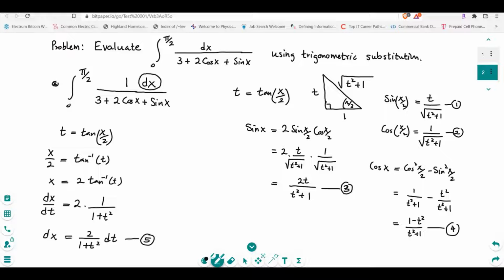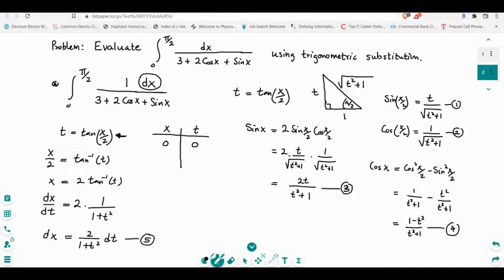And also look at the original upper limit and the lower limit. These limits correspond to x, but we have to convert them into t. So let's try to do that now. I'll write two columns: this is x and this is t. So when x equals 0, let's look at this substitution. That's how we are going to find t. So 0 over 2 is 0 and tangent 0 is equal to 0. So when x equals 0, t will equal 0.